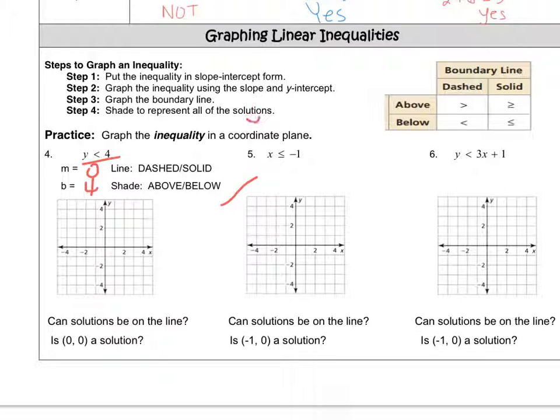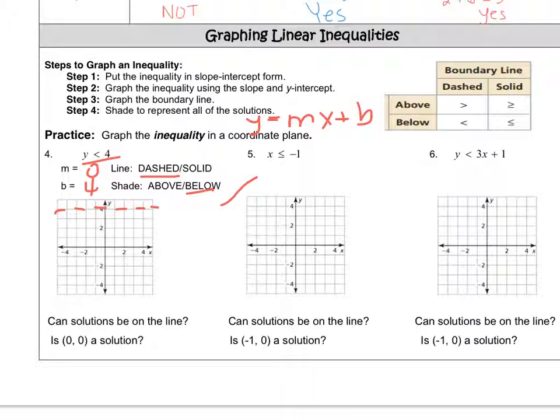Because if we put in our equation, y equals mx plus b, that's just a reminder so you'll remember how to get your m and your b. And then all we're going to do, since we have a 0 slope, is decide, is our line going to be dashed or solid? Well, we have a less than, so it's going to be a dashed line. So let's get in our line. So at the 4, I'm going to put in my dashed line. And then I have to decide, is less than shading above or below?